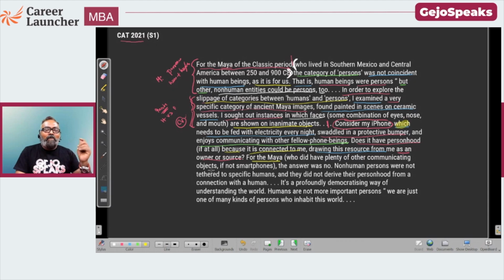Now coming back, ladies and gentlemen, for the Maya, who did have plenty of other communicating objects, if not smartphones, the answer was no. Just because an iPhone is connected in some fashion, it is not a person. So now explaining what personhood would mean for the Maya. That is what is being explored here with the example of an iPhone. An iPhone is not a person.